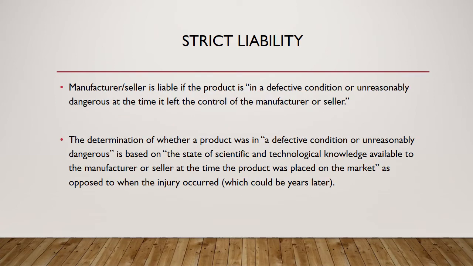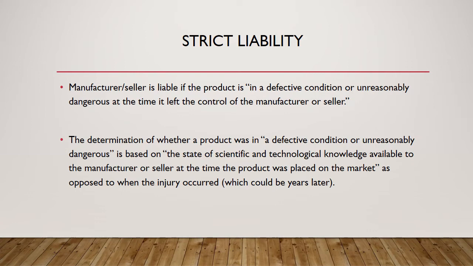So let's look at some of the requirements on a strict liability claim for product liability. Under strict liability, these next few slides, we're going to look at what Tennessee law requires to establish strict liability on a defective or dangerous product. So under Tennessee law, a manufacturer or a seller is liable if the product is, quote, in a defective condition or unreasonably dangerous at the time it left control of the manufacturer or seller.